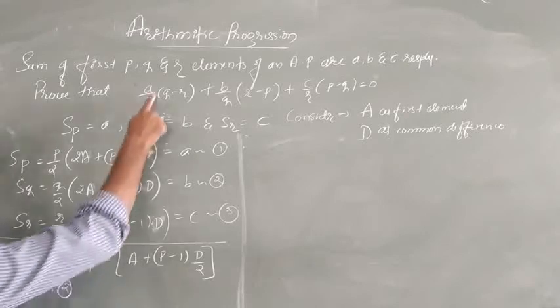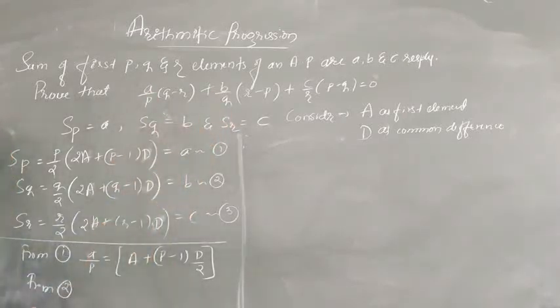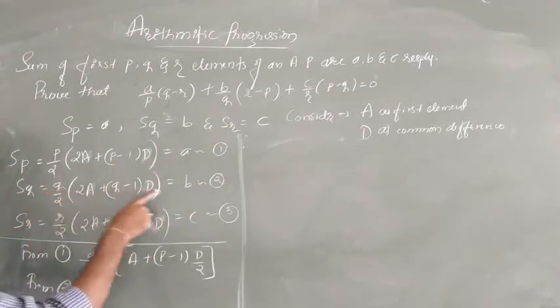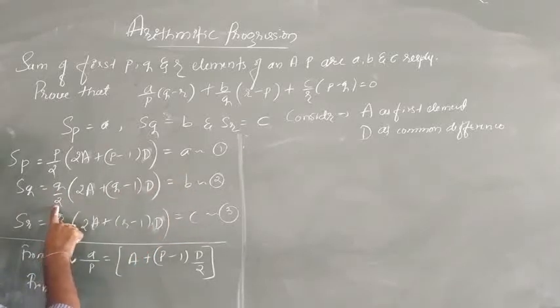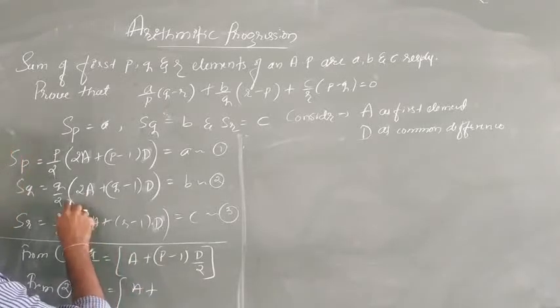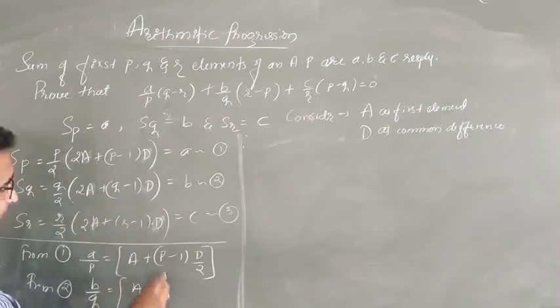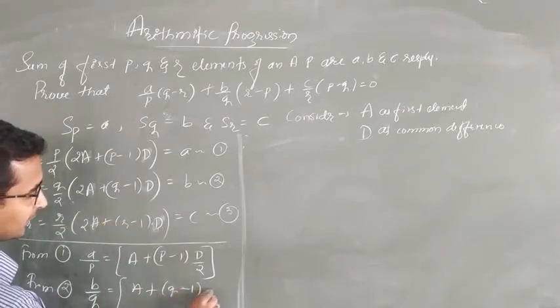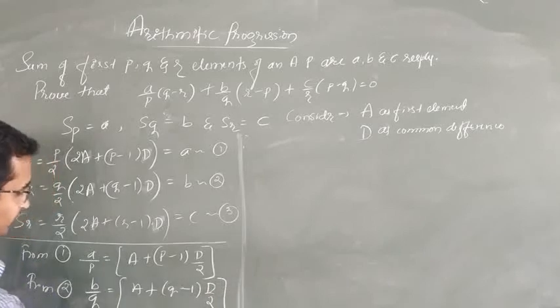From 2, what I want is a by p, next b by q. It means I will take this q to the RHS, then it is b by q, and again I multiply this 1 by 2 inside the bracket. Then b by q is equal to again a, that is 2a by 2, plus q minus 1 into d divided by 2.